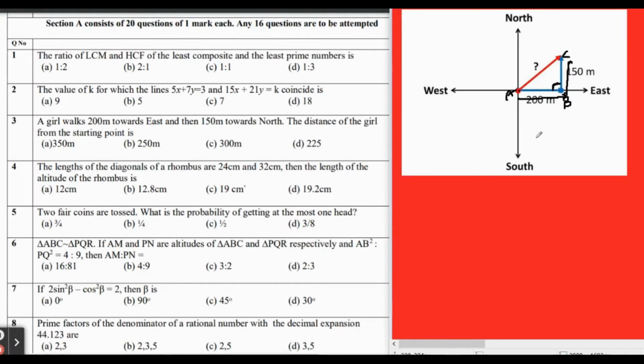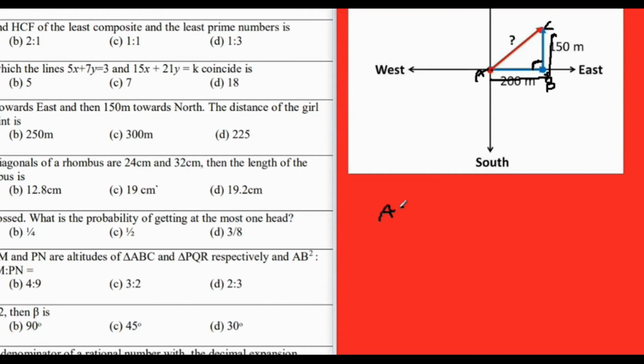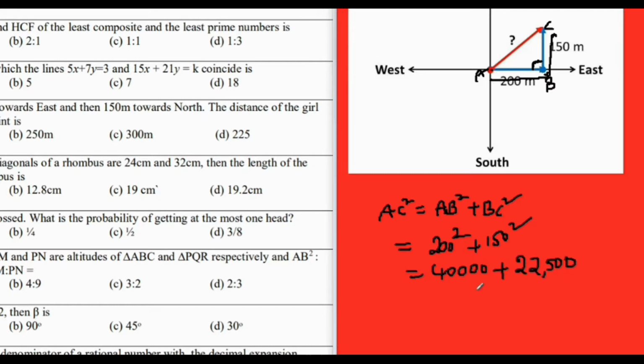What does the Pythagoras theorem say? Hypotenuse squared is equal to the sum of the squares of the other two sides. We know AB is 200, so 200 squared. BC is 150, so BC squared will be 150 squared. 200 squared will be 40,000. 150 squared will be 22,500. So 40,000 plus 22,500 will be 62,500.